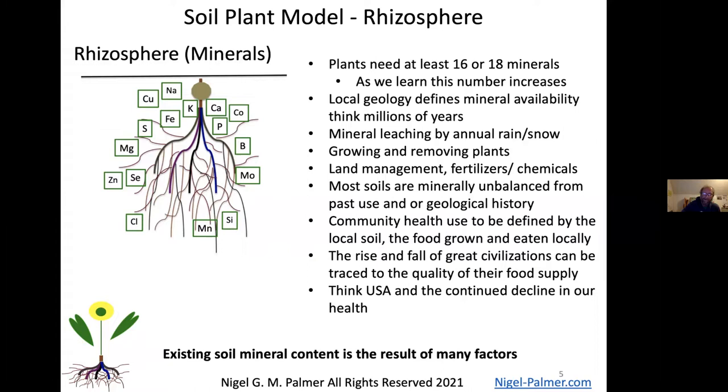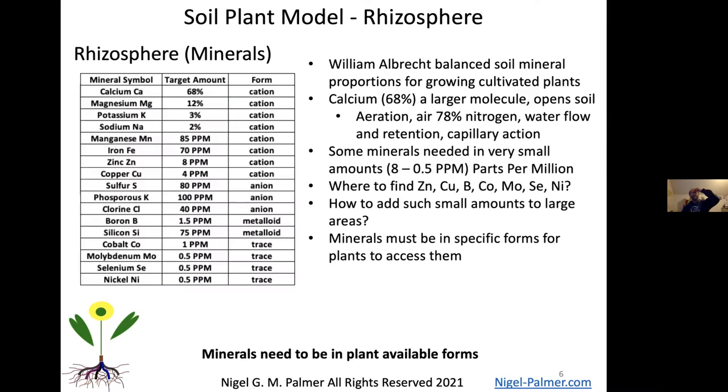So the minerals have proportions that are important, specifically when growing cultivated plants. And many of you may have heard of the likes of William Albrecht or Carey Reams, some of the giants in agriculture in the middle of the last century that talked about these very important subjects and had a lot to say about them. William Albrecht spent an awful lot of time working on and defining the proportions of minerals that are needed in the soil in order to grow healthy cultivated plants.